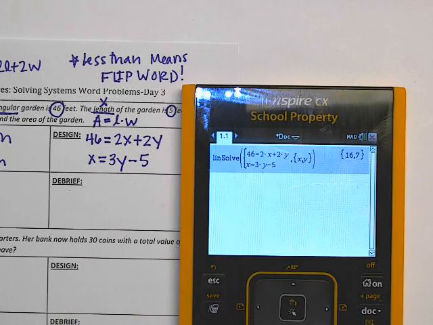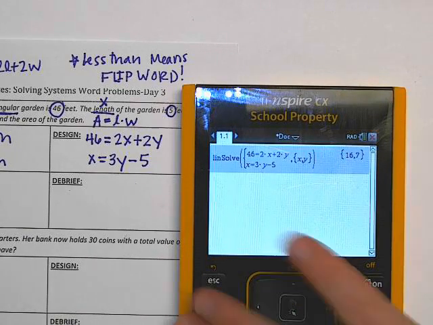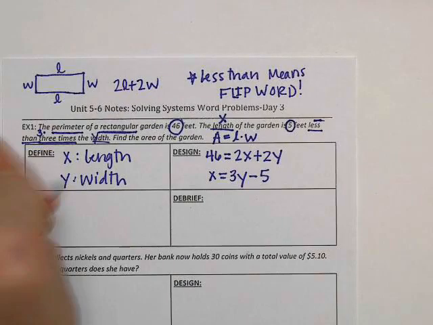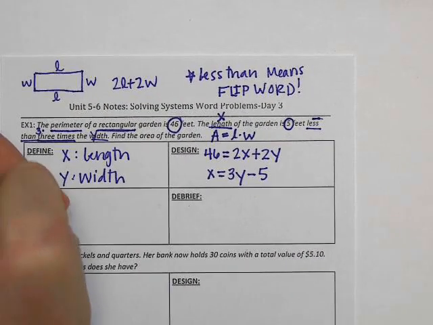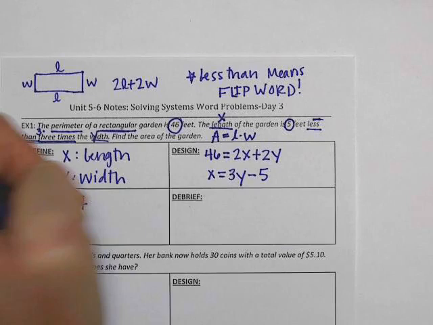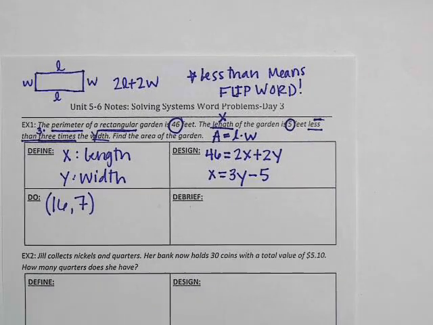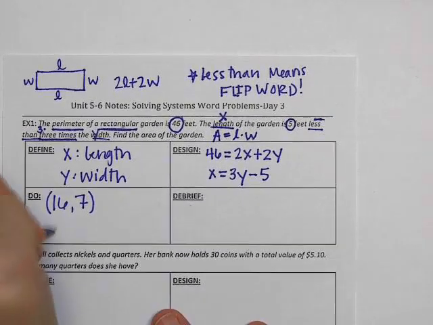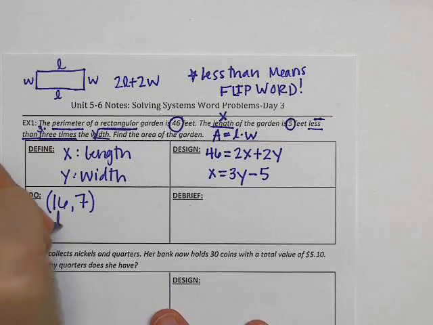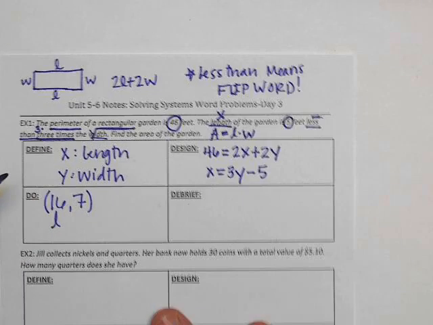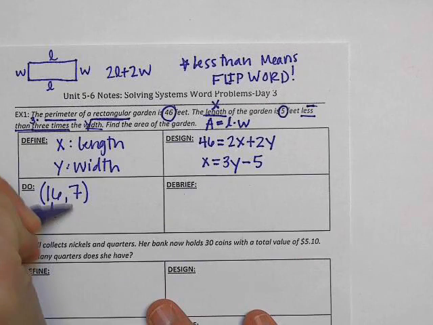16. Okay, so box 3. We get? Okay, 16 stands for the what? The length. The x or the length. 7 is the what? The width.